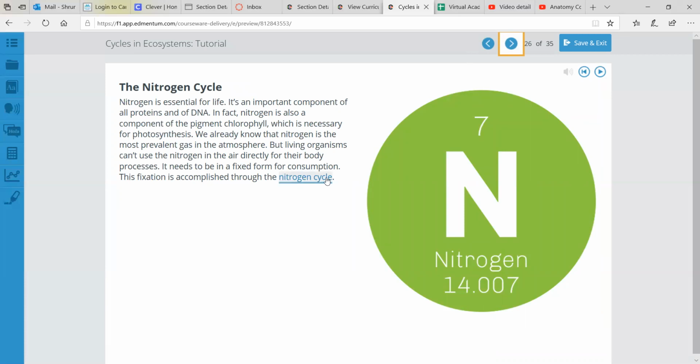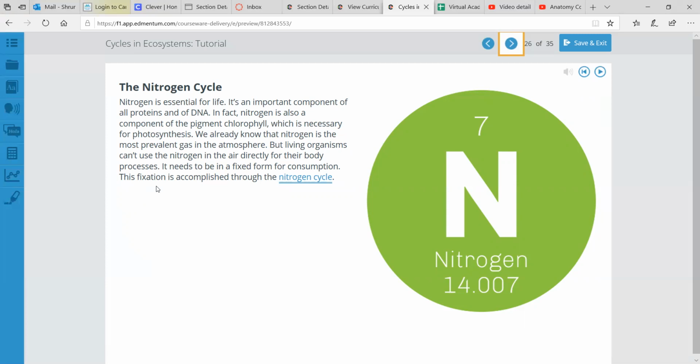Moving on to the next cycle, nitrogen. Here we have the atomic symbol for nitrogen, a big N, and the atomic number and mass. It's essential for life. It's an important component of all proteins and of DNA. It's also a component of chlorophyll, which is what plants need to complete photosynthesis. They need this green chlorophyll pigment.